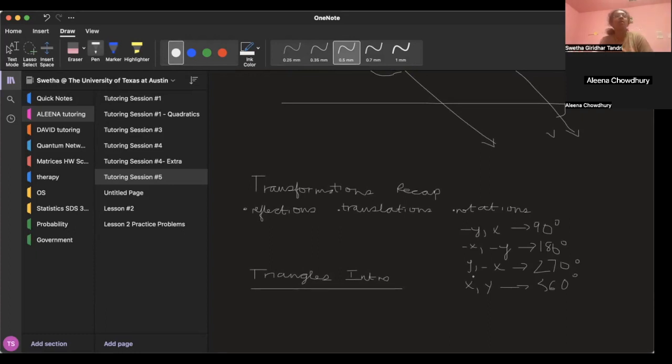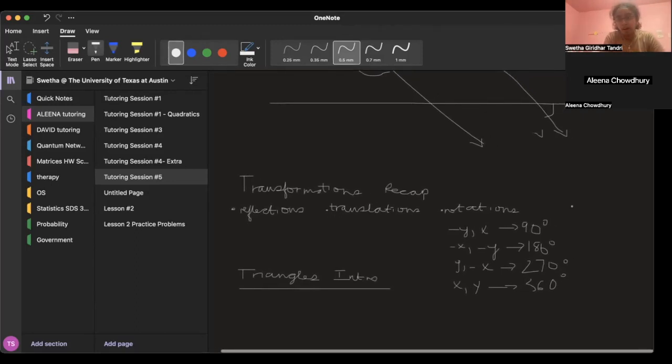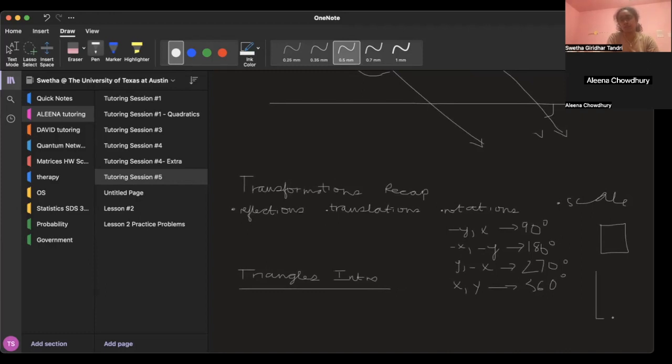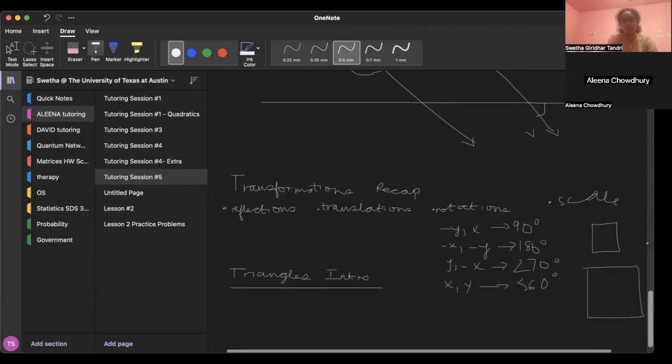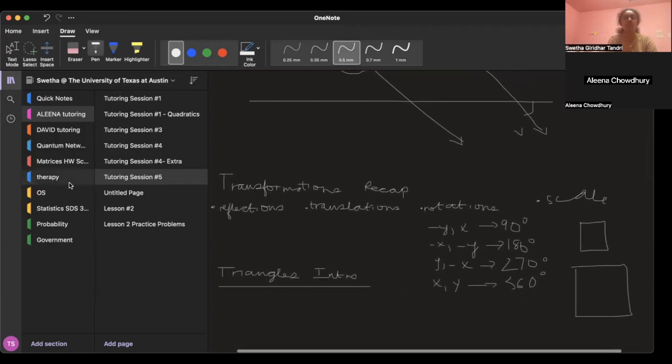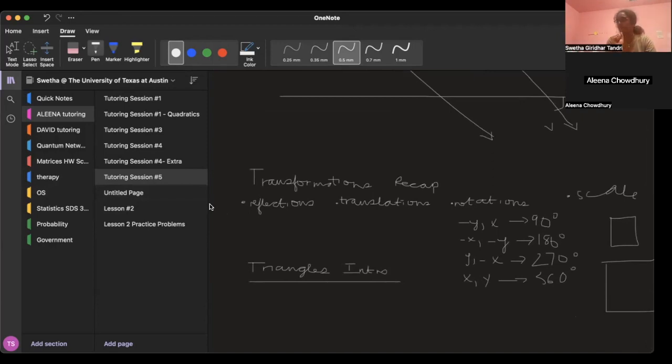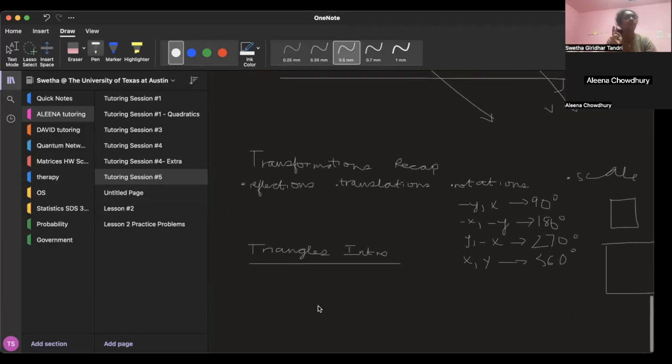And whenever you reflect, wait, I forgot another thing to mention, which is you can also scale an image. If you have a figure that looks like this, you can multiply all the coordinates by 2 and increase the size by 2. That doesn't fall under these three. So if you scale an image and do reflections and rotations and stuff, that is known as a dilation. And there are plenty of dilations that happen on the coordinate grid.